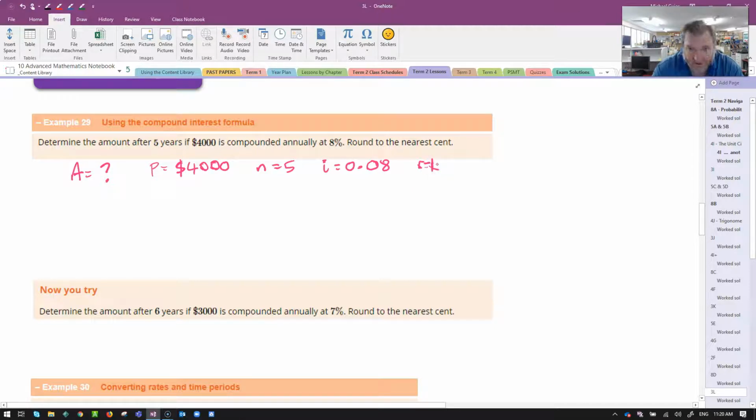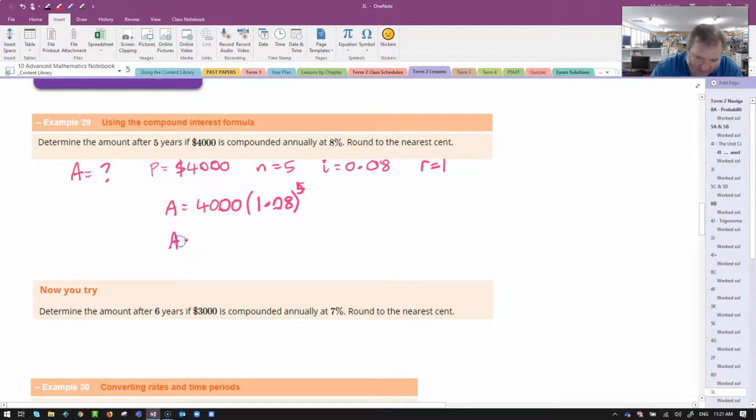Try and persevere with my terrible stylus here. That says R equals 1. All right, let's see how we go. So the total amount is my principal, 4,000, multiplied by 1, plus 0.08. Well, I can just write 1.08. Finish the circle there. All to the power of 5.